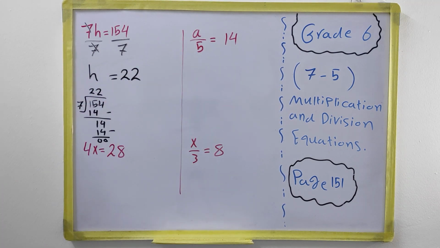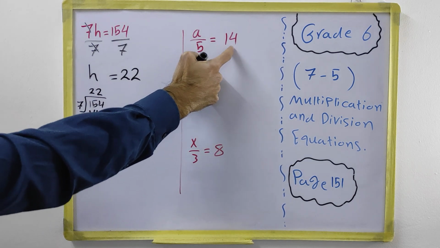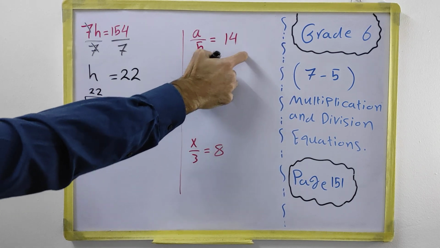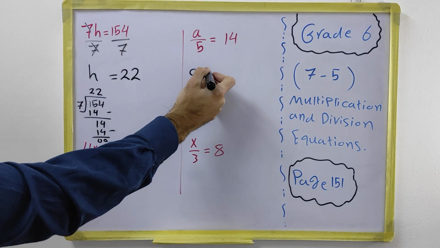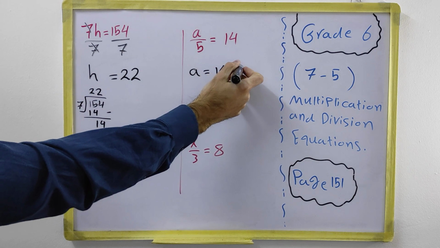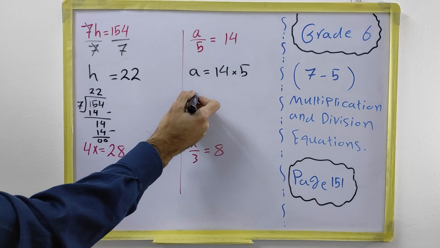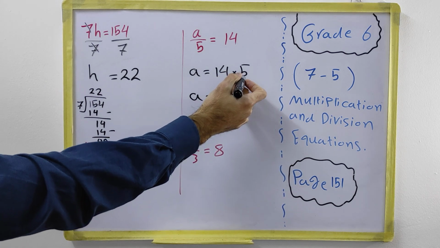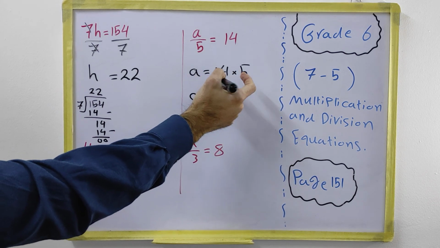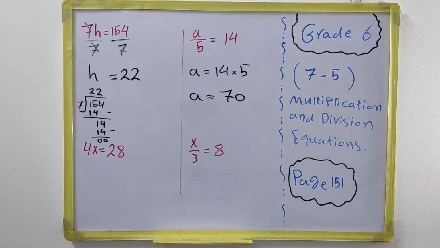In the other one we have a divided by 5 equals 14. Because here we have divide, we use multiply. 14 multiplied by that number 5 gives us the result of a. 14 multiplied by 5: 5 multiplied by 4 is 20, which is 0 and carry 2. 5 multiply 1 is 5, plus the other 2 would be 7, which is 70.